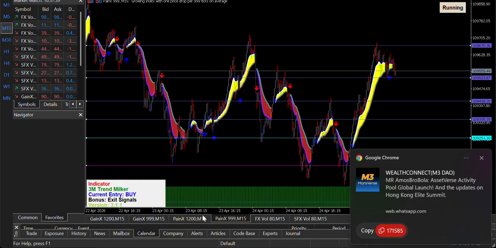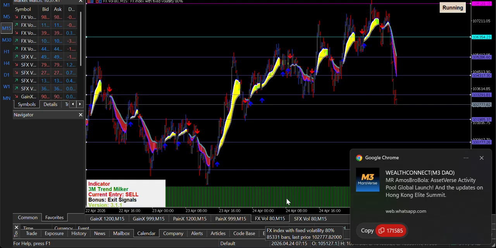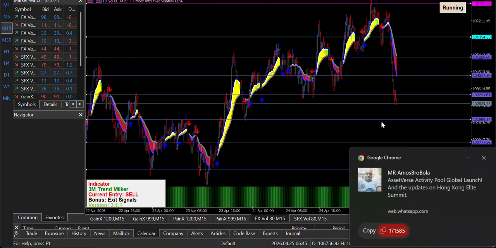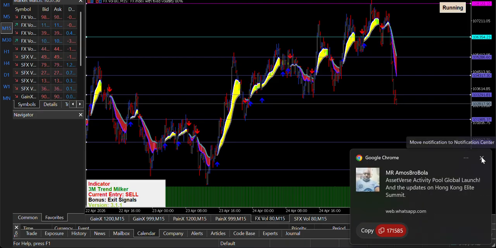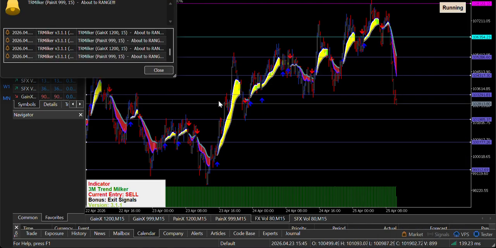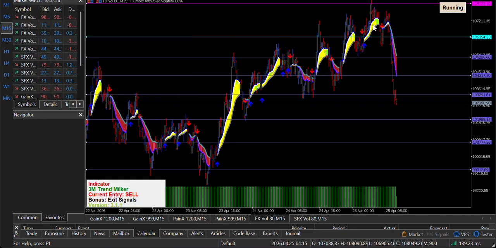Now let's look at a very good example of this. Right here is a new order that is going on right now. This is FX Volume 80. I'm going to show you what you can achieve with this. It actually got to the resistance zone. Of course, I quickly add this setup for us. It got to the resistance zone. I didn't even know that it was going to move this fast.